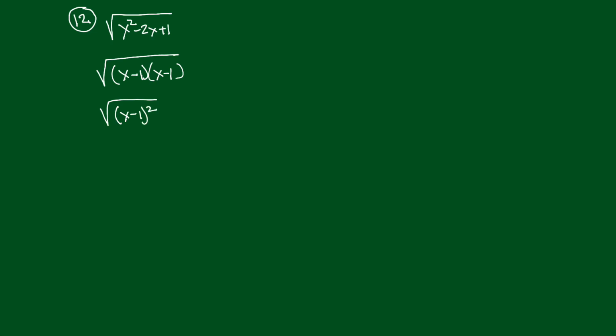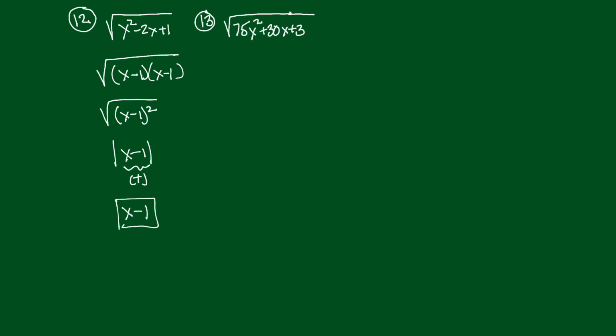and this will give us the absolute value of x minus 1, but we're told that all expressions are going to be positive numbers, so we can assume that this is positive now. So the absolute value of a positive number is that number itself, and we will just write this as x minus 1.